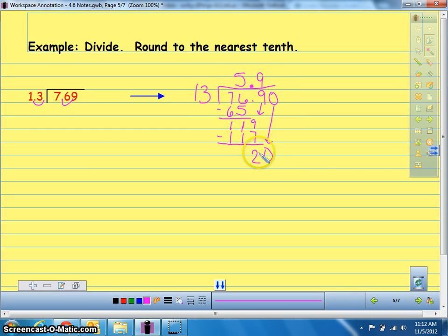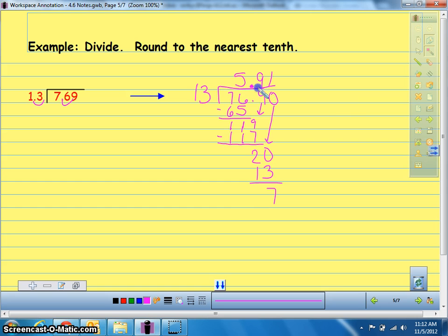So now how many times does 13 go into 20? It goes in there 1 time. 1 times 13 is 13. 20 minus 13 is 7. Do I need to keep going? No. I've got enough information now to tell me how to round it.